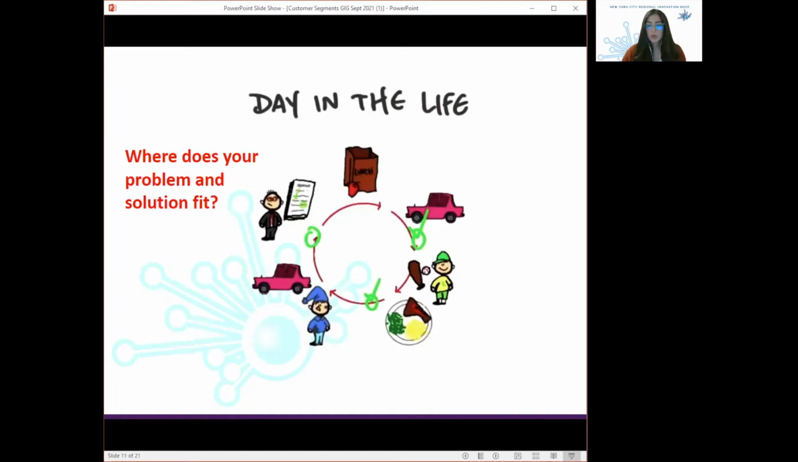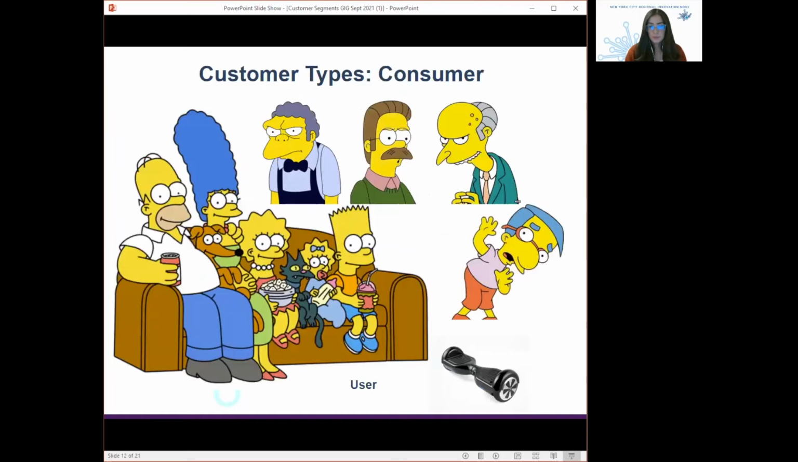A really good way to explore customer archetypes is to try to understand and to ask in interviews about their day-to-day life. Consider where your problem and your solution fit in their everyday. So that was customer archetypes.